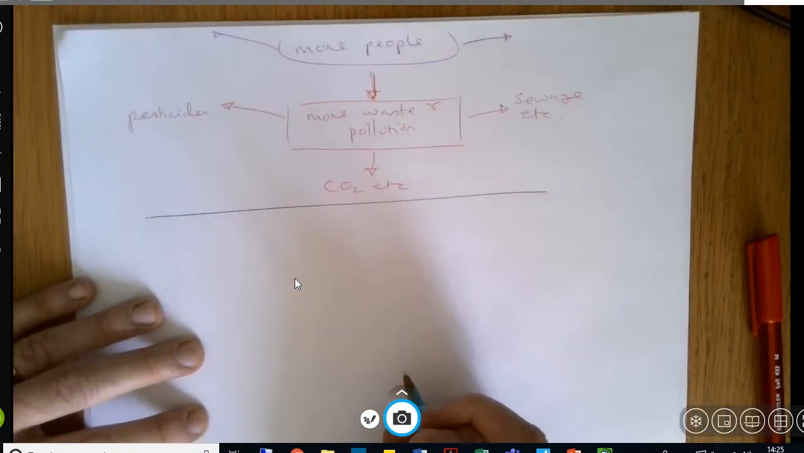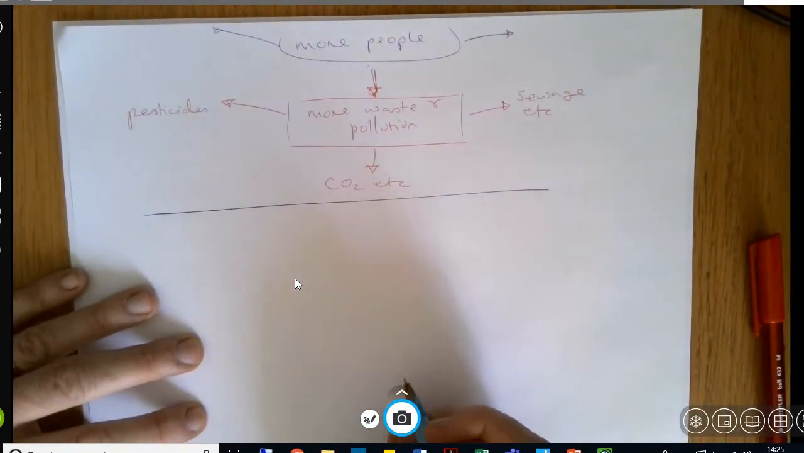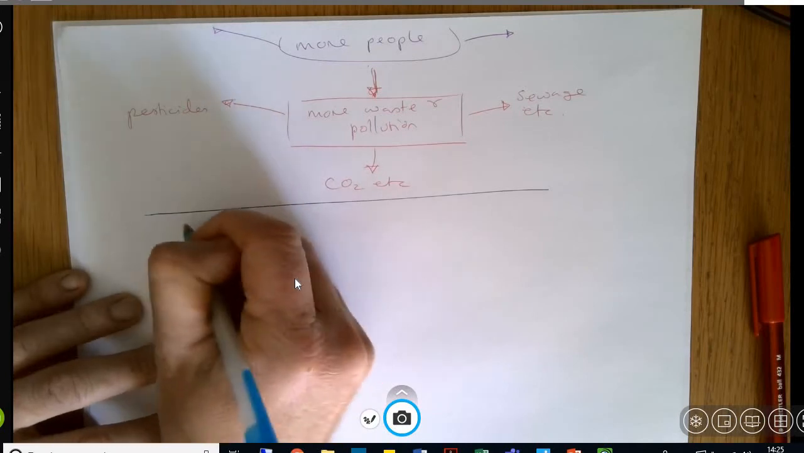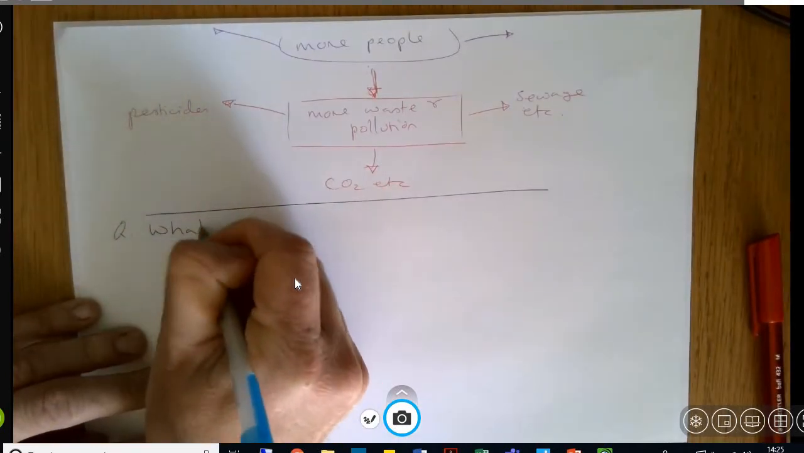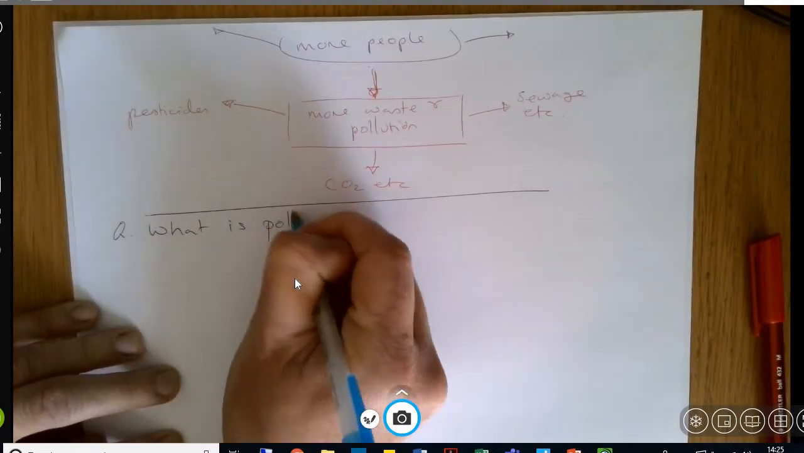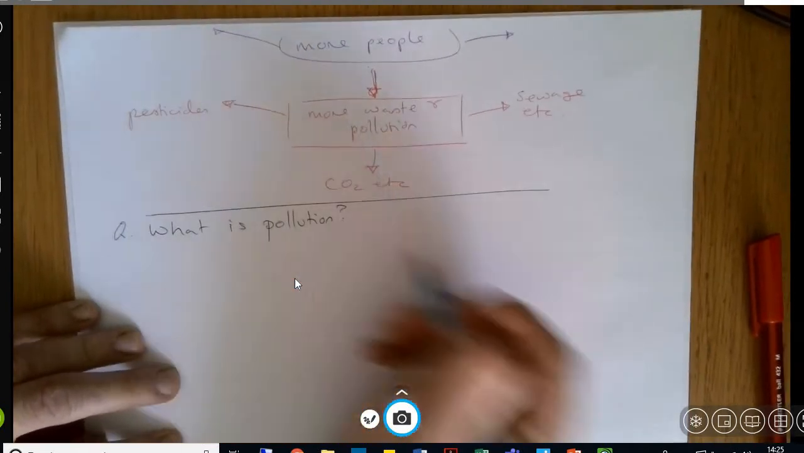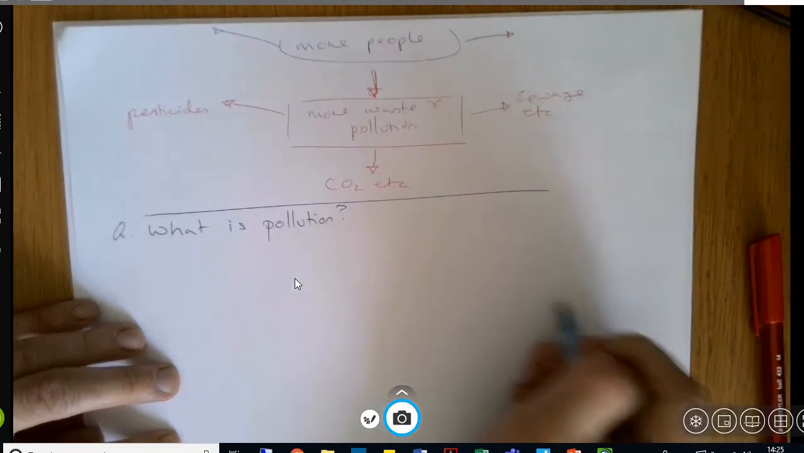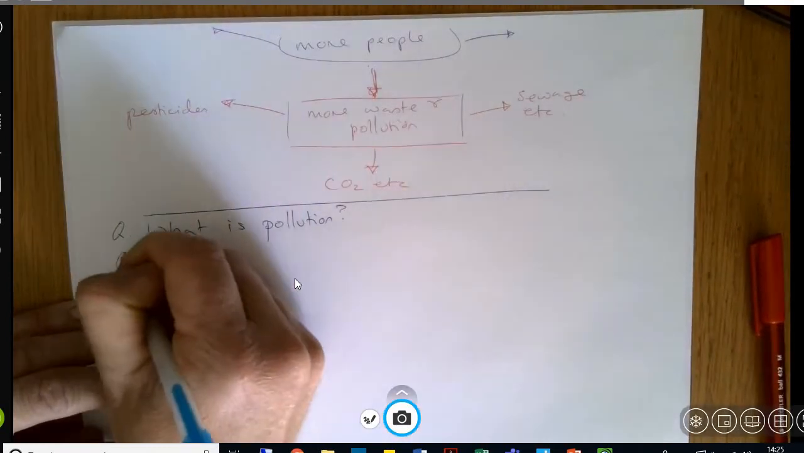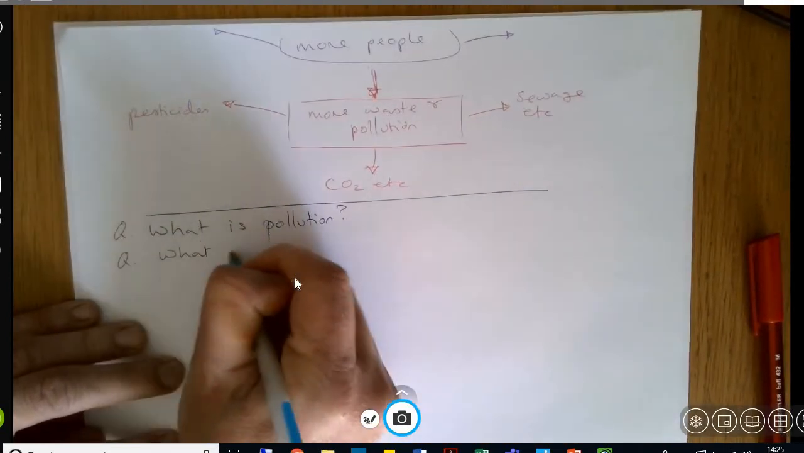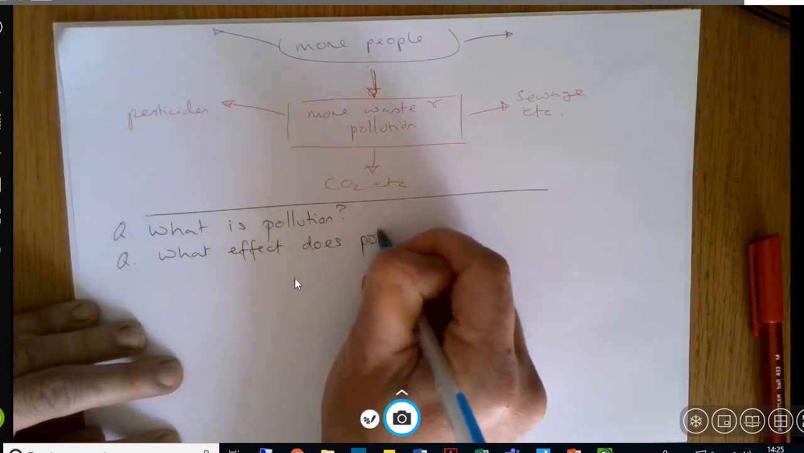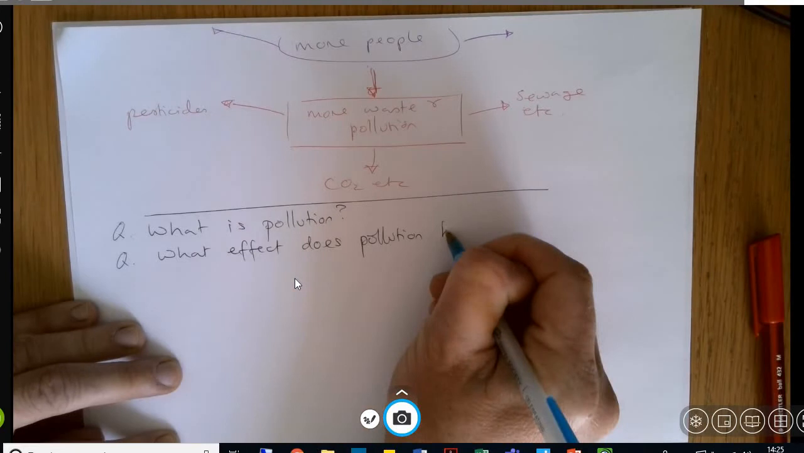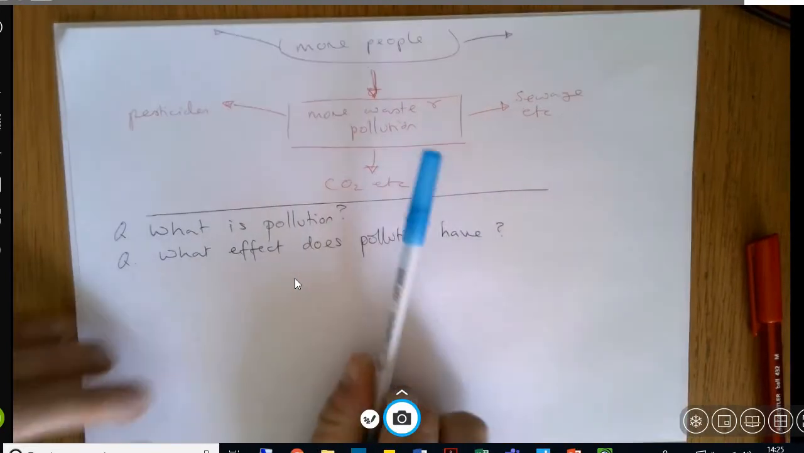In your book you're going to want to make some notes following this. We're looking at two key questions. Number one is, what is pollution? And number two is, what effect does pollution have? Those are the two questions that we are going to try and answer today.